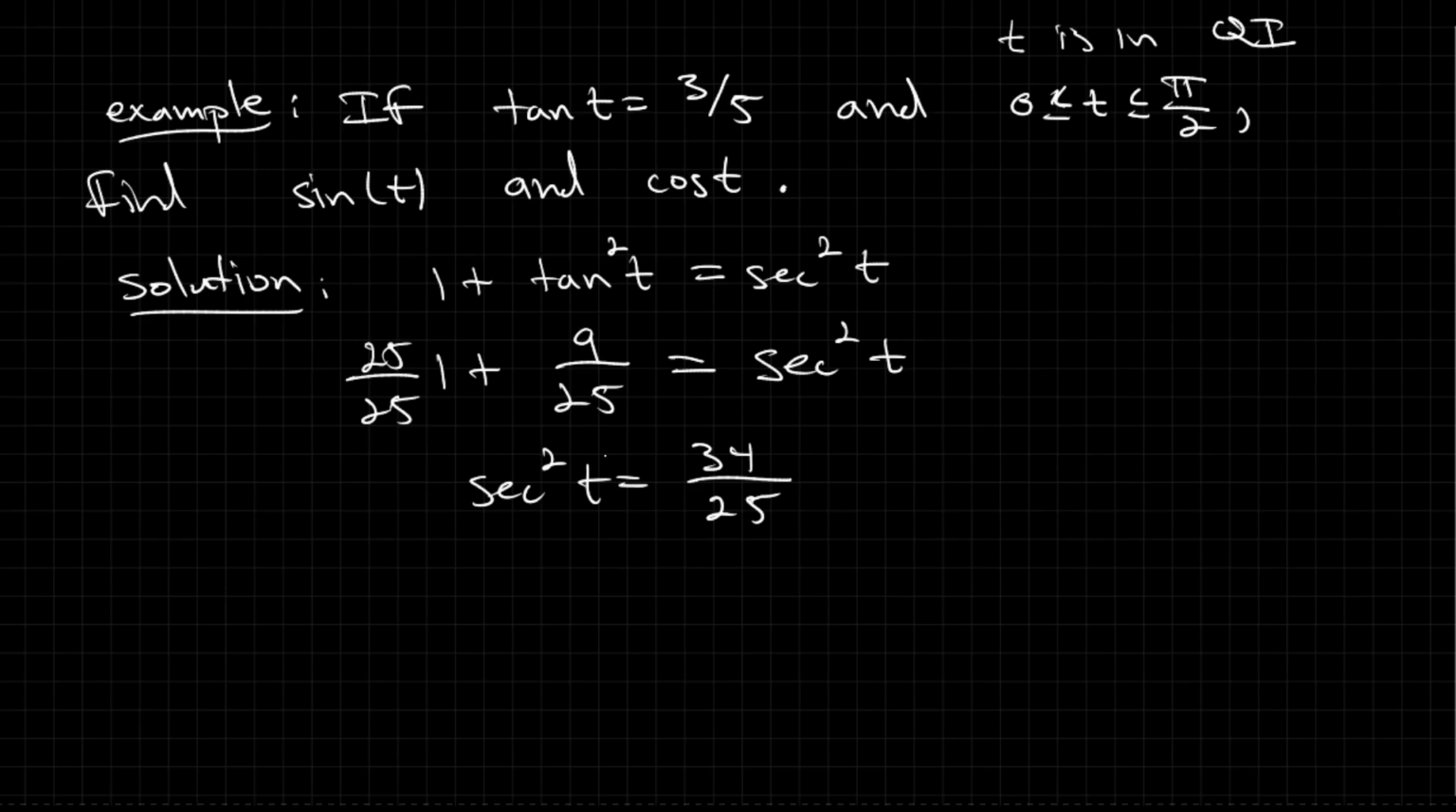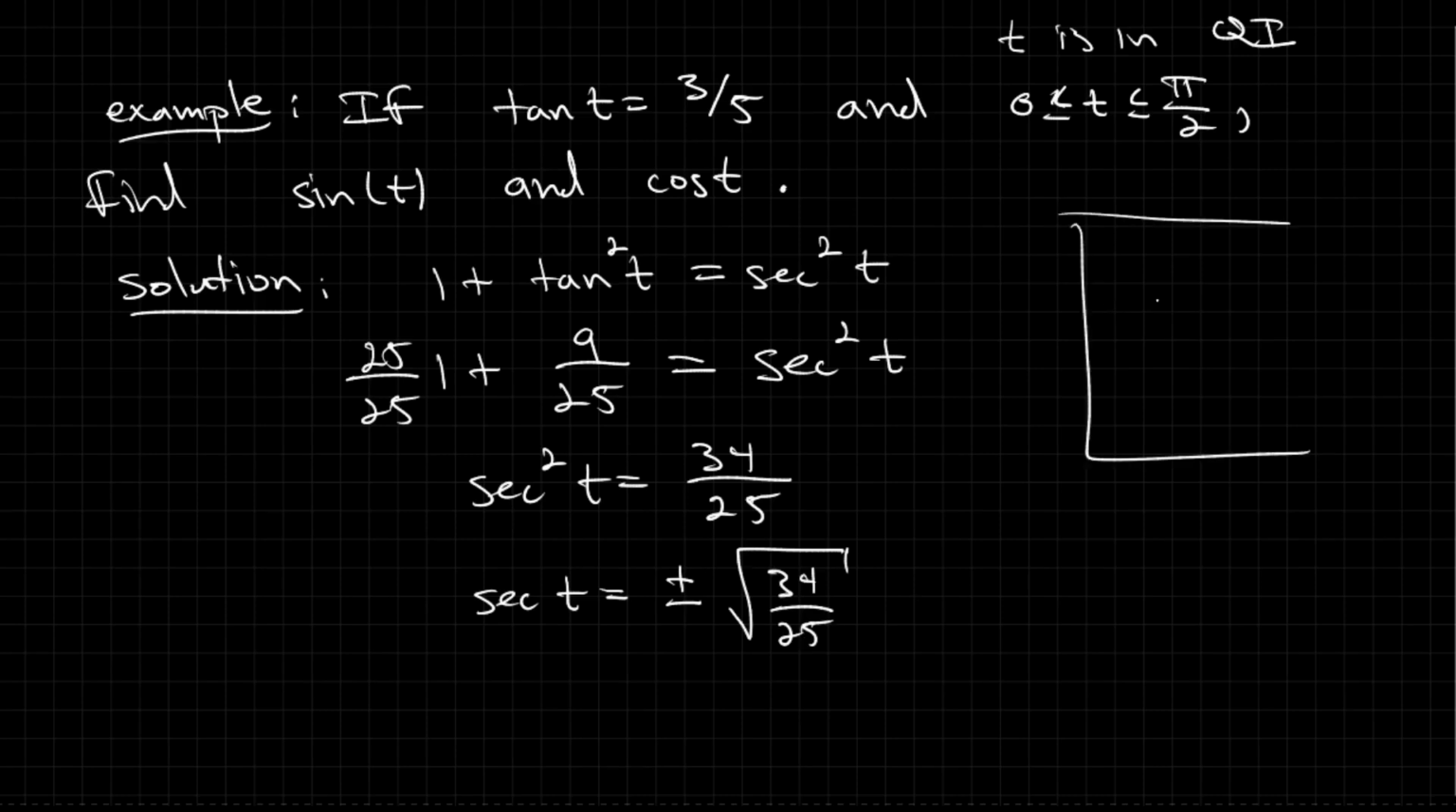And so that means that secant of t is plus or minus the square root of 34 over 25. Plus or minus because remember, if you solve something squared equals a number, like x squared equals 9, then the solutions are plus or minus the square root of 9. So that's why we have this plus or minus here, because we have a square.